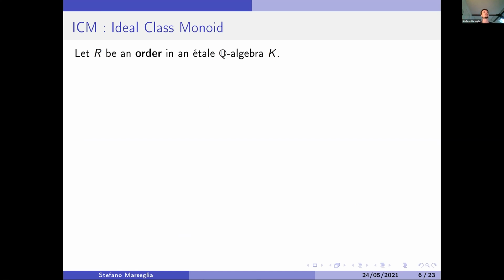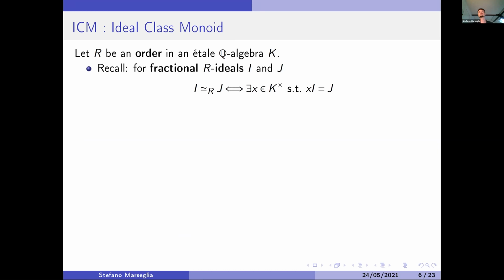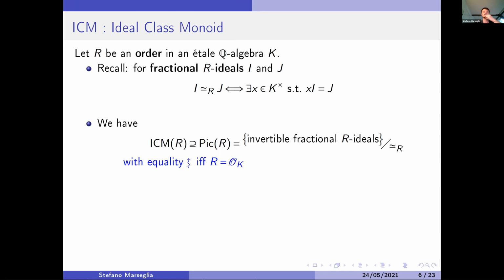So R is going to be any order in an algebra over Q for the moment, for the next three slides. Recall the definition that two fractional ideals I and J are isomorphic as fractional ideals, so as R-modules, if and only if there exists a non-zero divisor ξ of the algebra that sends one ideal into the other by multiplication, so ξI is equal to J. And inside the ideal class monoid, we have a subgroup, consisting of the invertible fractional ideals up to linear isomorphism. Recall that an ideal I is invertible if there exists another ideal J such that the product of the two is R. This is an equality if and only if every ideal is invertible, and this happens if and only if the order is actually the maximal order of the algebra, the product of the rings of integers.